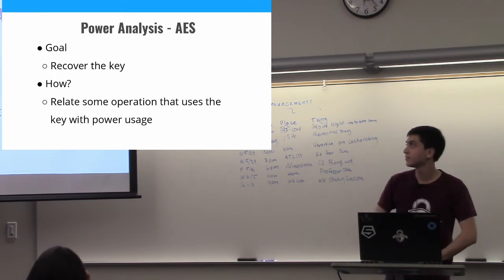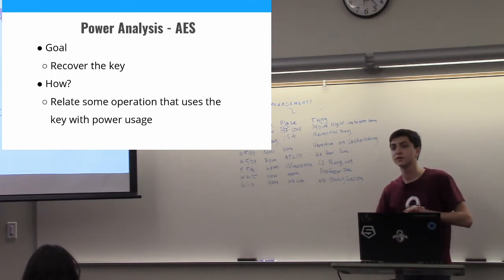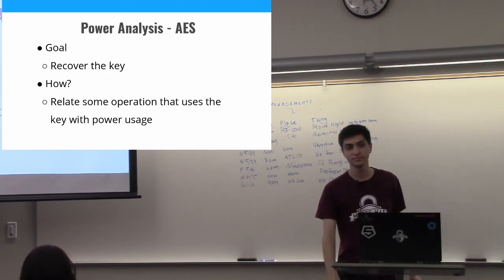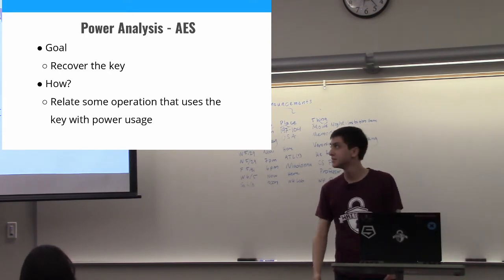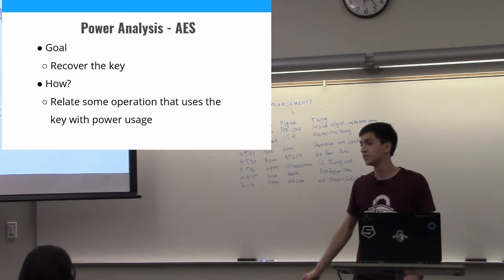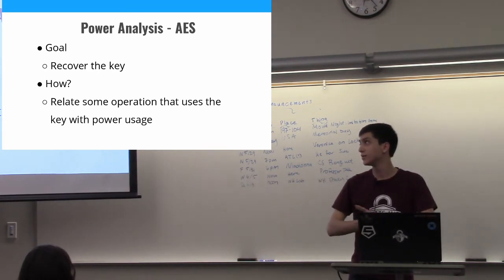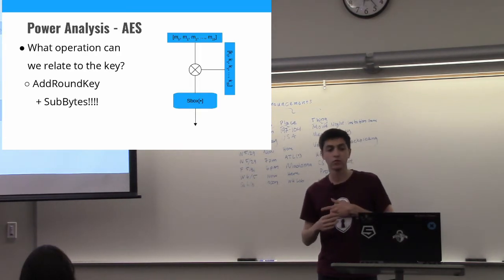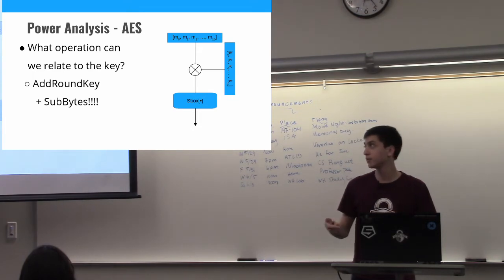So how do we get into the analysis of this? Our goal is to recover the key. But how do we get the key out of a bunch of numbers? Well, we have to relate some operation that happens in AES to the power usage that uses the key in that operation.